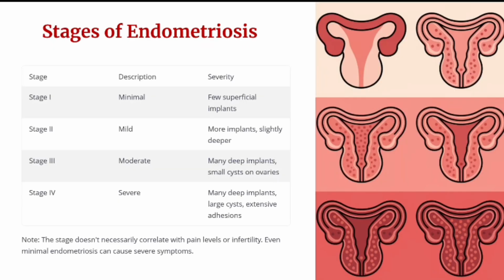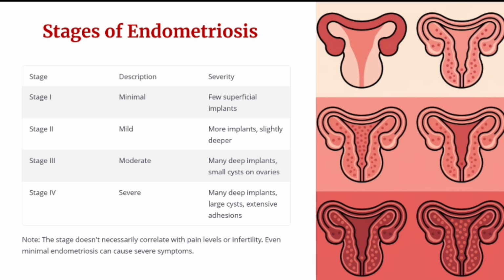Stages of endometriosis. Endometriosis is classified into 4 stages based on severity. Minimal, stage 1, with few superficial implants. Mild, stage 2, with more but shallow implants. Moderate, stage 3, with deeper implants and small cysts. And severe, stage 4, with extensive tissue growth and large ovarian cysts.